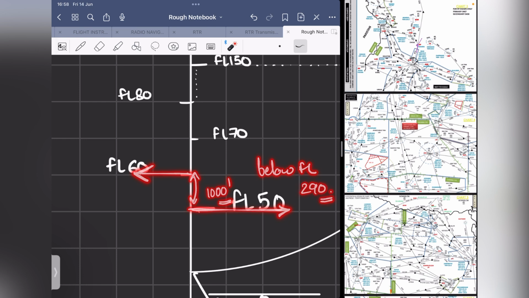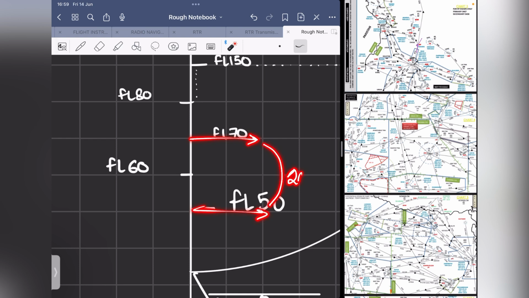So this separation is called reciprocal track separation. So what's the reciprocal track separation in CVSM below 290? The reciprocal track separation is 1000 feet, and for the same track, both eastbound tracks, they're separated by 2000 feet. This is all below flight level 290.